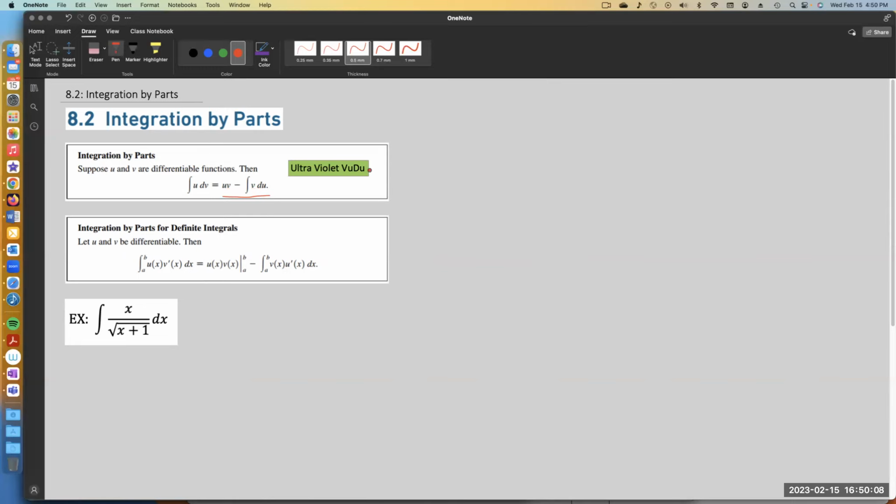Most people who have taken Calc 2 have heard of this. Some will not have heard it. If you take it from a pure engineering person, maybe they wouldn't use this cute little way to remember it, but I think it's a pretty easy way to remember this formula. So UV minus the integral of VDU, ultraviolet voodoo. And basically what you want to think of it as is a reverse product rule.